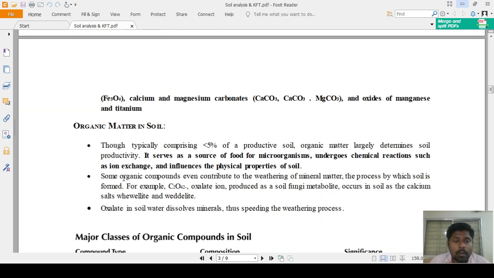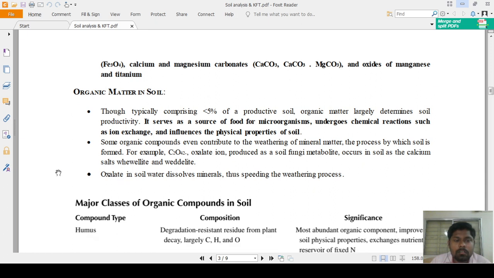Then the organic matter in the soil. Typically it comprises less than 5% of a productive soil, yet organic matter largely determines soil productivity. It serves as a source of food for microorganisms, undergoes chemical reactions such as ion exchange, and influences the physical properties of the soil. So that is for a short question type. There may be a 2 mark short question: what is the importance of organic matter in the soil? That is the answer, why organic matter is important to soil.